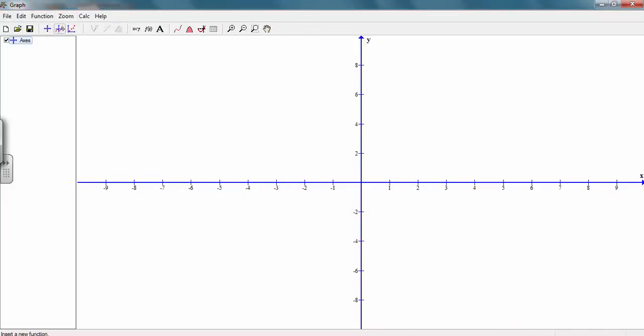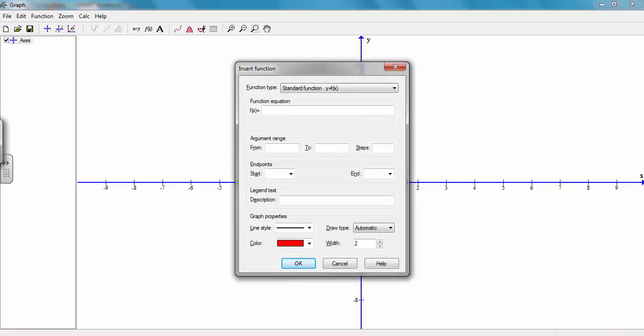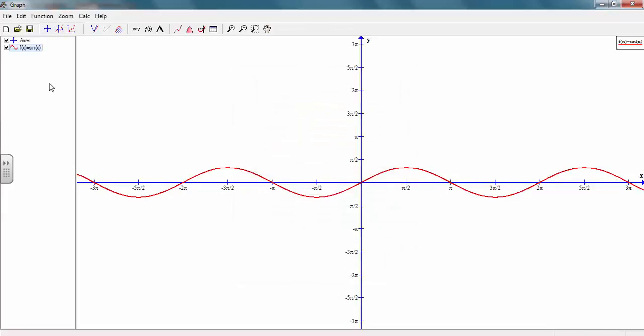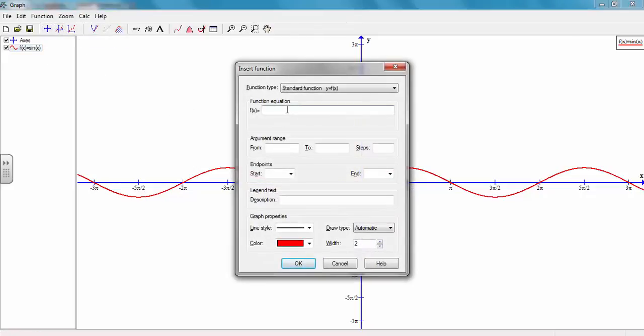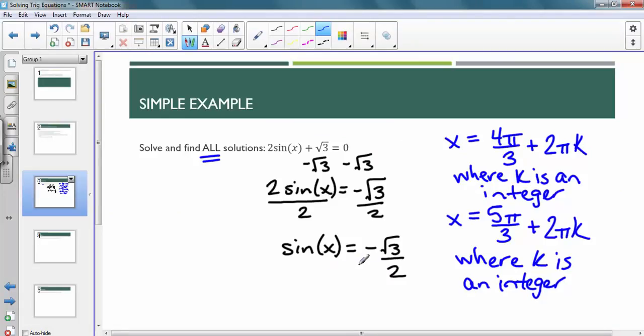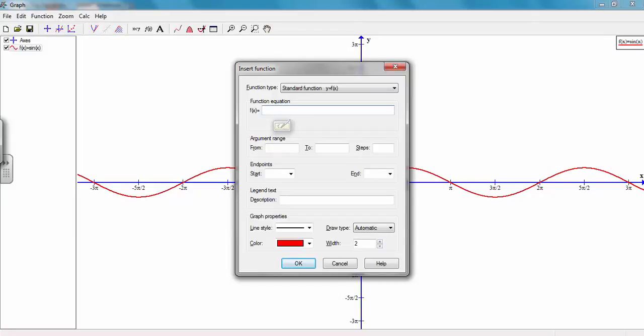Okay, so the first thing that I want to do is graph sine of x. I changed both of my axes to show multiples of pi. I'm going to insert another function because we need this function to equal negative square root 3 over 2. So I'm going to graph y equals negative square root, which in the graph is typed SQRT, 3 divided by 2. I'm going to change the color.